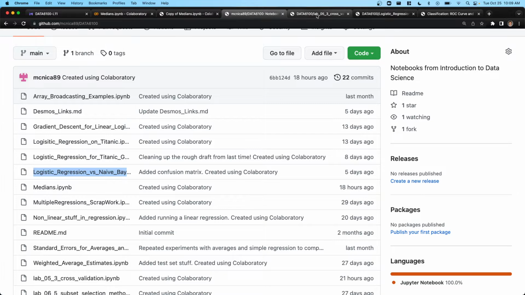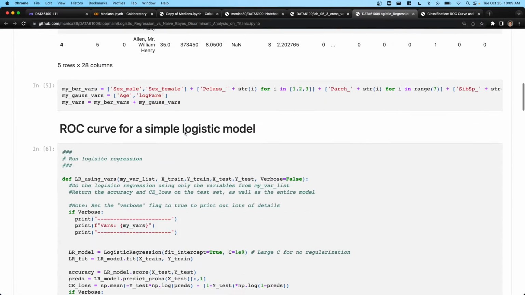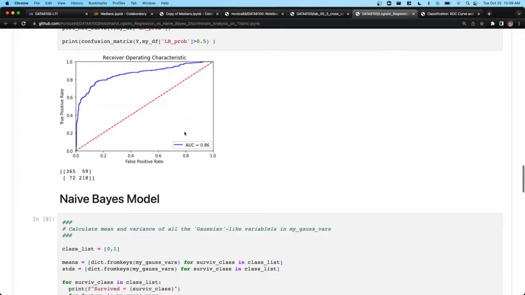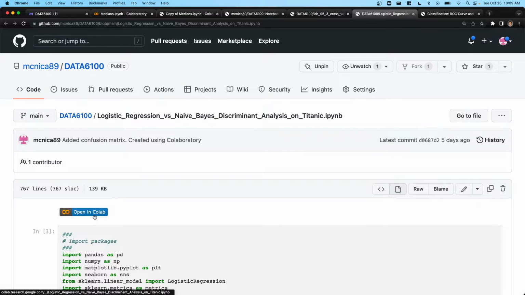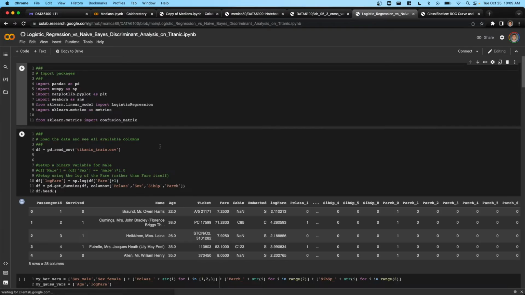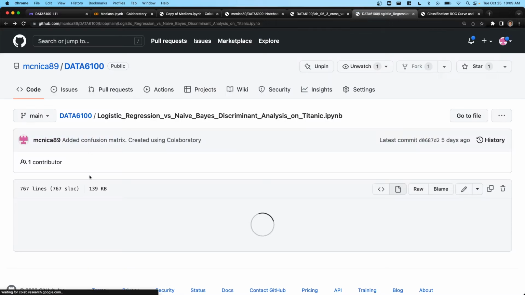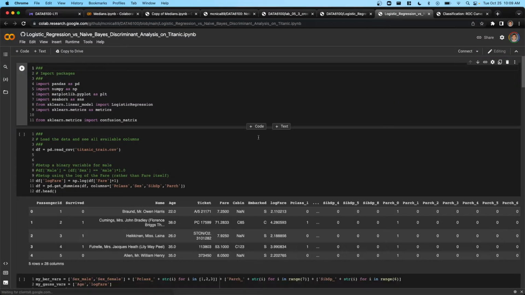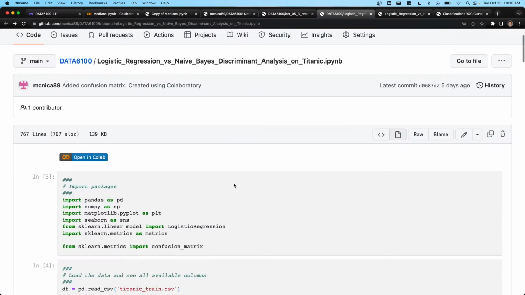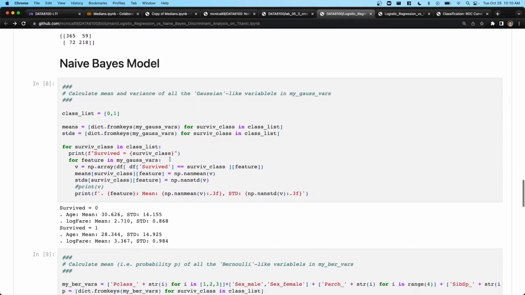And where was it? Okay, so this was last time we did it with logistic regression. We got these nice curves, and now we're doing it with naive Bayes. And let me open it in Colab as well so we can run stuff. Let's do one of each. Okay. So I want to go down to the naive Bayes model.